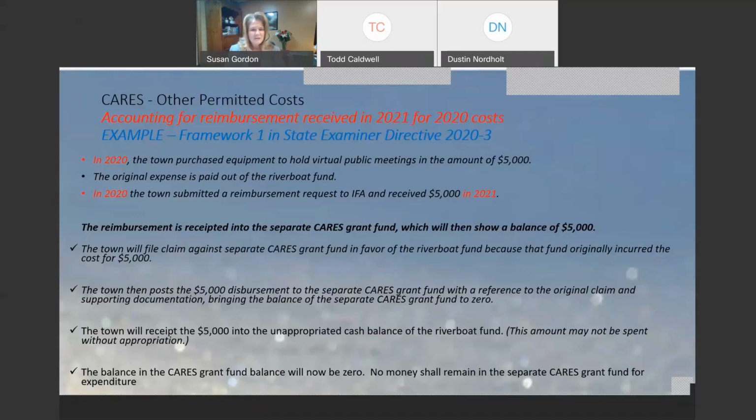The town will receive $5,000 into the unappropriated cash balance of the Riverboat Fund, and that cannot be spent without appropriation. And then the balance of the CARES grant fund will be zero. And then no money will remain in that CARES grant fund for expenditure.